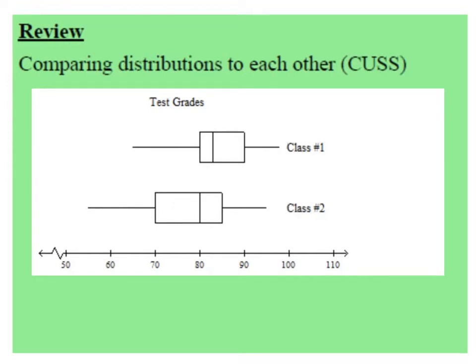So, for example, when you talk about center, you'd say Class 1's center is higher than Class 2's. And then it would be great if you put numbers in parentheses. You'd say Class 1's center (83) is higher than Class 2's center of 80. So compare them to one another.